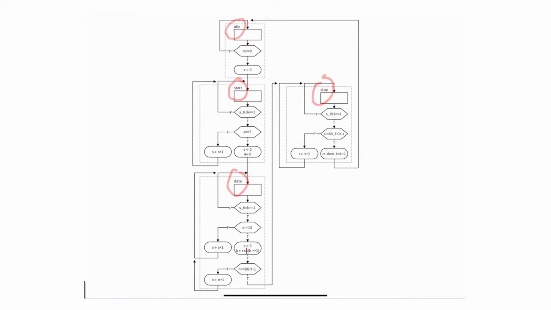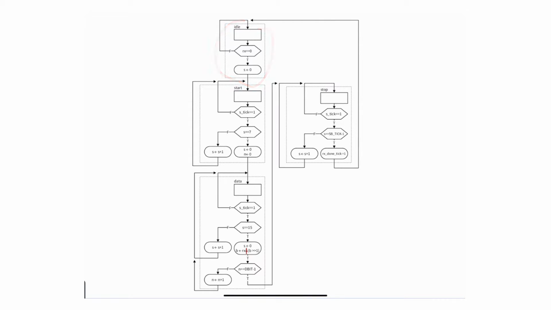As the names imply, idle is idle, start is the start bit, data is all the data bits, and stop is the stop bit. I'm not showing a parity bit here, but I would probably have included it. So what does the idle state do? It keeps monitoring, and everything you see here moves exactly when the tick happens. Sorry, not for the idle.